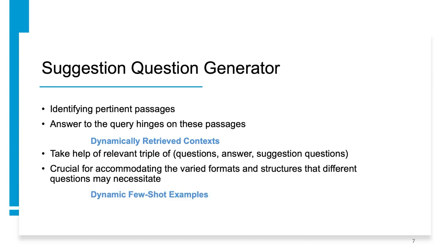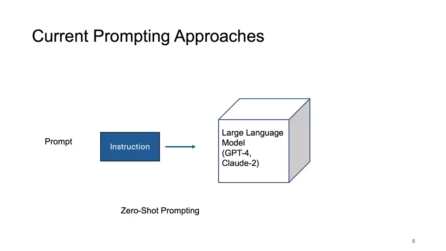This we call dynamic few shot examples, and we select this dynamically retrieved context and examples using the initial query. Finally, the suggestion questions are generated by combining these dynamically retrieved context and dynamic few shot examples, which we call dynamic context. Now, let us see how to generate these dynamic examples and context.